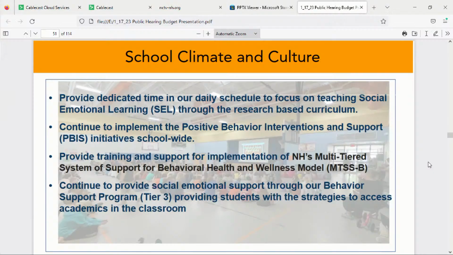And then we continue to provide social emotional support. For Tier 3, we have the partner program, we have the refocus room, and we will continue to look at how we maneuver and navigate with those rooms. And that's it. Any questions?